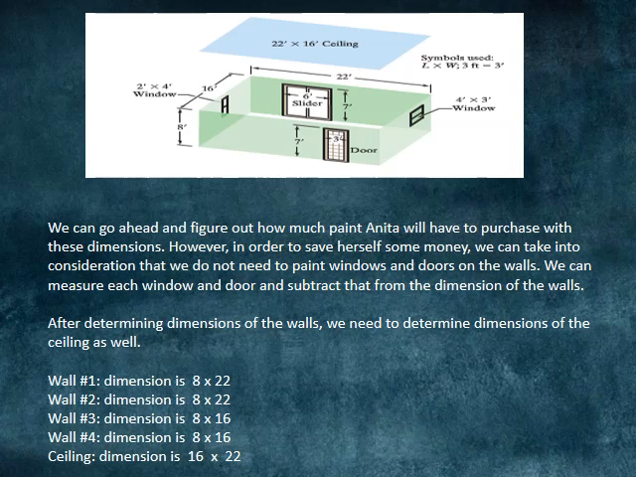So then, after determining the dimensions of the walls, we need to determine the dimensions of the ceiling as well. So we've determined the dimensions of wall number 1, 2, 3, and 4, and the dimension of the ceiling, you can see that is depicted up top by the amount of area, and that's 22 times 16.